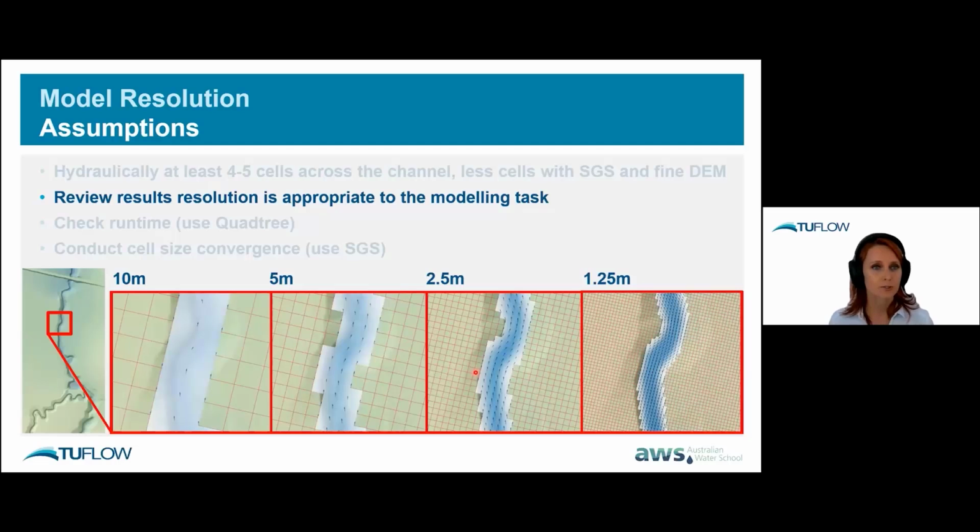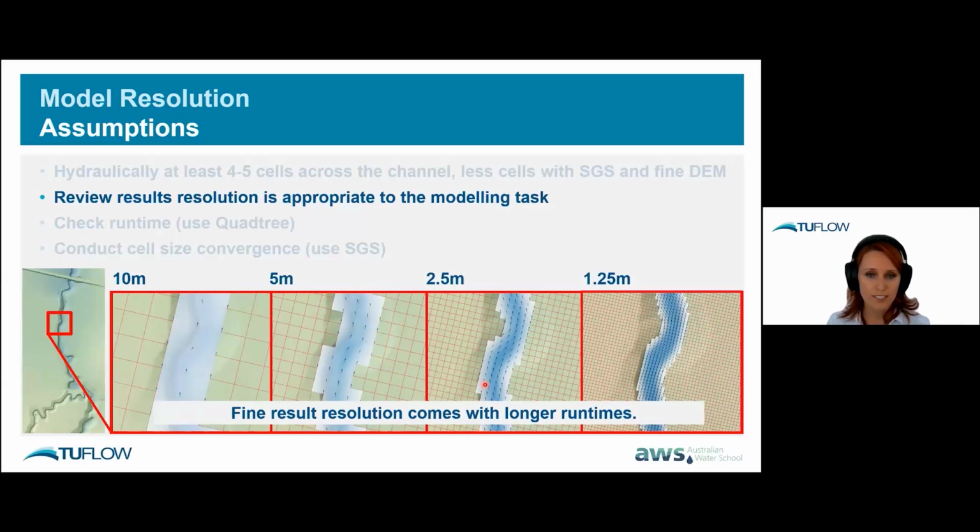The next assumption is to review that your result resolution is appropriate to the modeling task. Here we have results contained within the main channel for all these 4 cell sizes. And the finer the cell size, the nicer the results look. Although you can easily process high resolution output for water level and depth based on the underlying DEM, you will still get only a single velocity value across the whole cell. This is demonstrated by the velocity vectors on all these plots. So if your project requires high velocity resolution output, you might need to choose a smaller cell size.